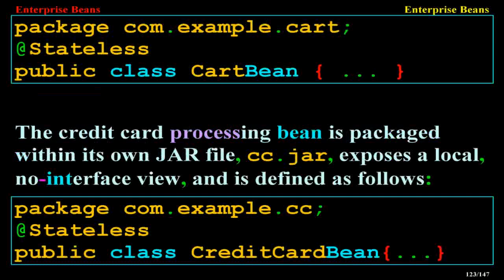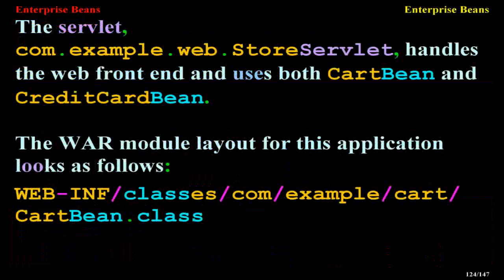The credit card processing bean is packaged within its own JAR file, cc.jar, exposes a local, no-interface view, and is defined as follows. package com.example.cc; @Stateless public class CreditCardBean. The servlet, com.example.web.StoreServlet, handles the web front end and uses both CartBean and CreditCardBean.